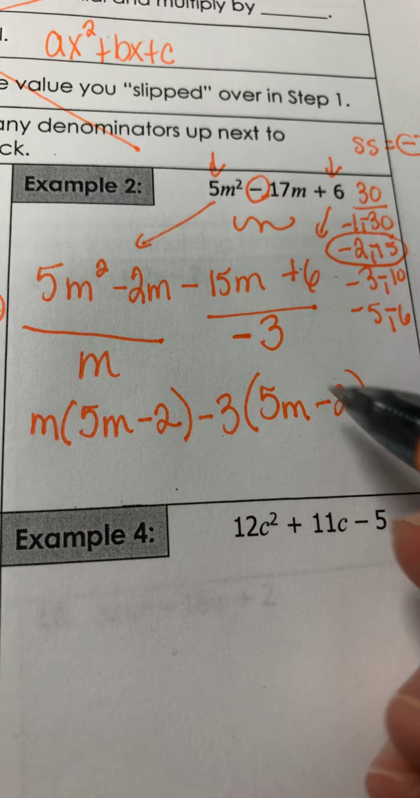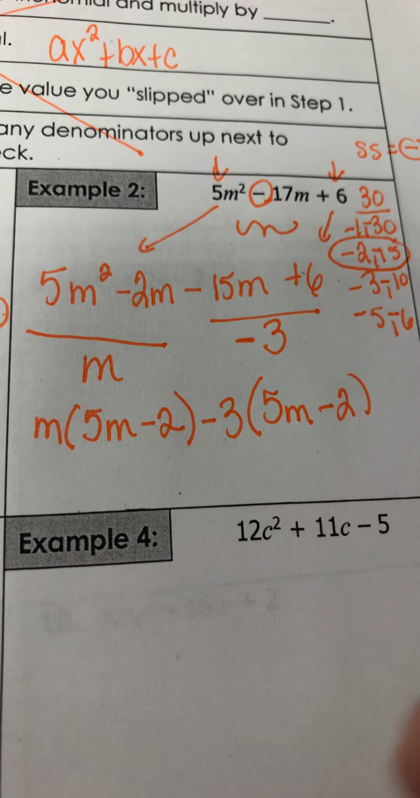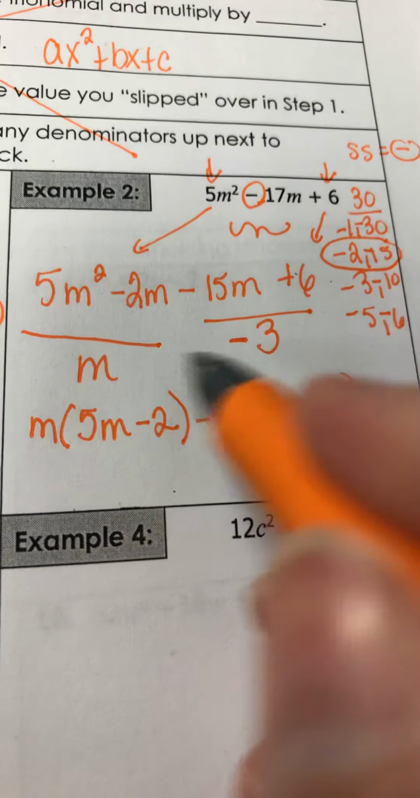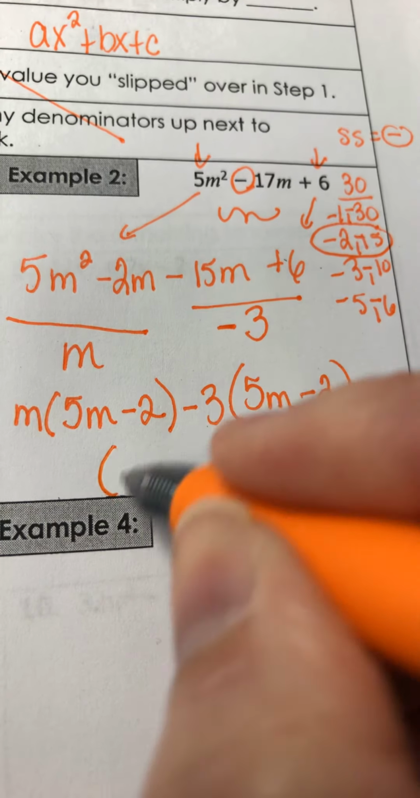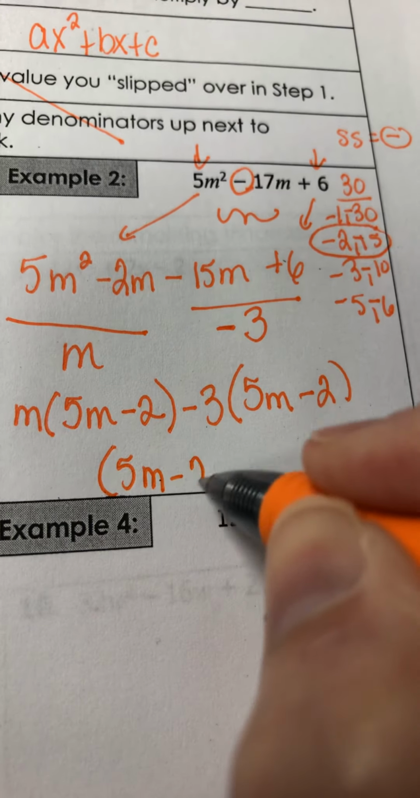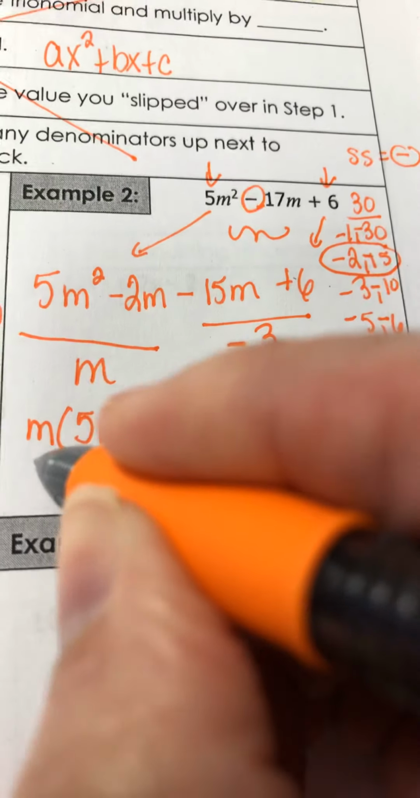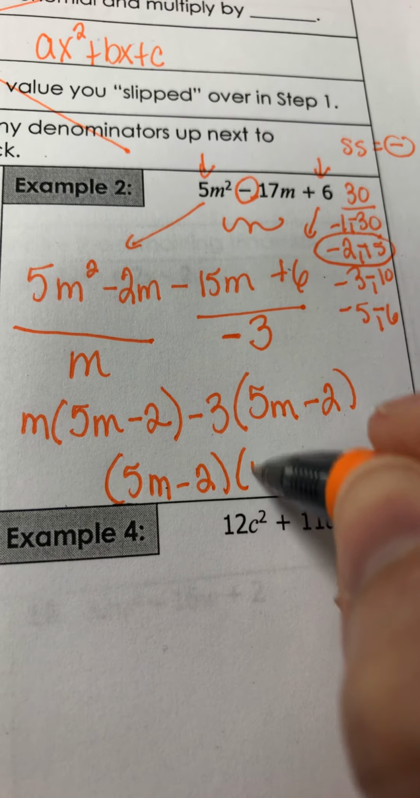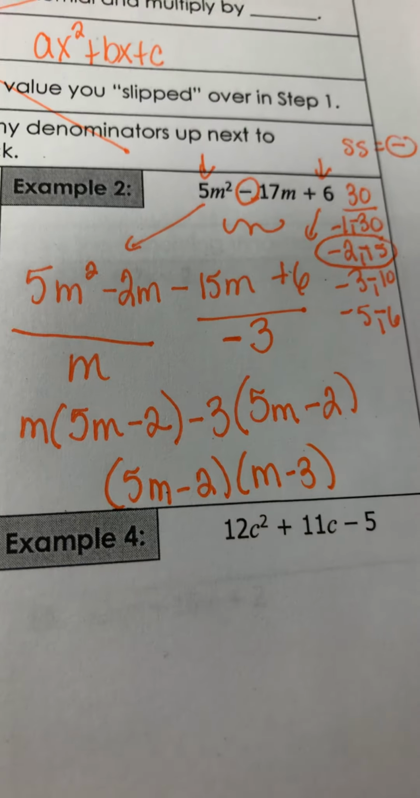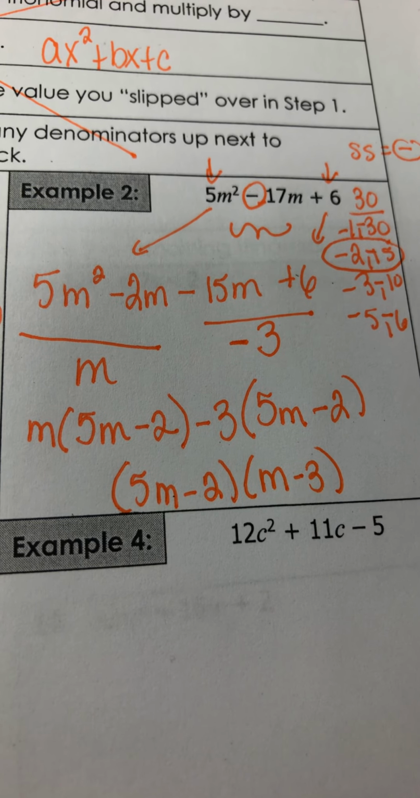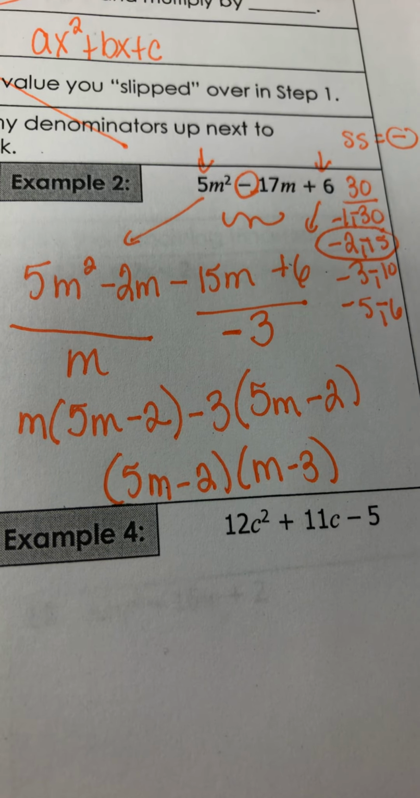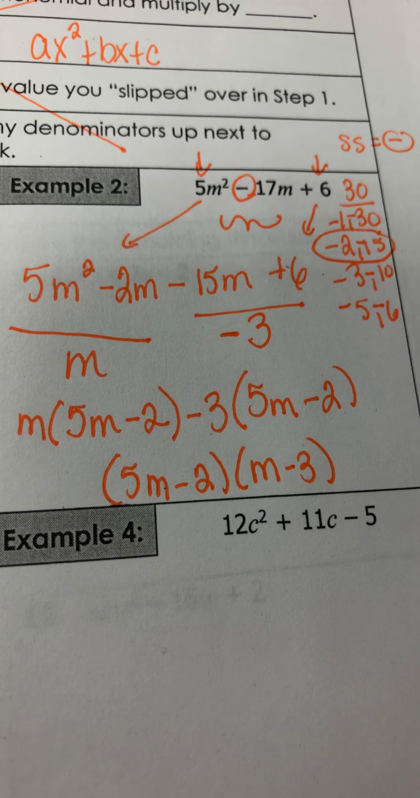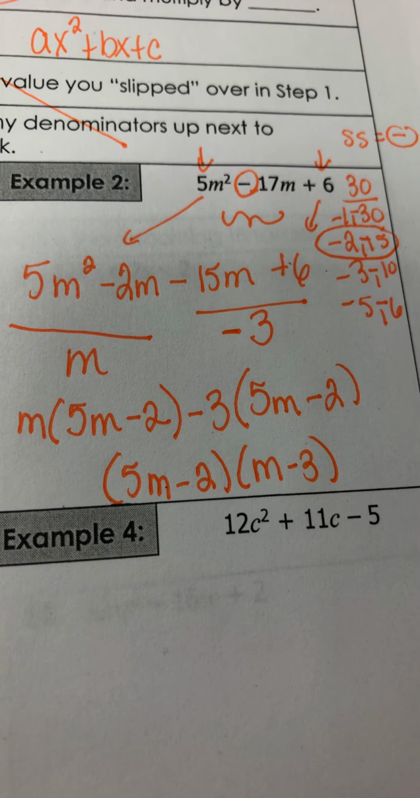Do you see how your two parentheses match? If they don't match, go back to the drawing board. But since they do match, factor out that matching parenthesis. And that's going to be one of your answers. The two GCFs will go in the second parenthesis as your second part of your answer. You can FOIL this out to check your work, but it FOILs out beautifully to get you back to 5m squared minus 17m plus 6.